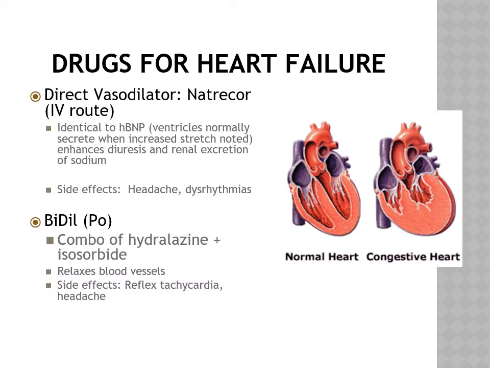So moving on with additional medications for heart failure, we have a direct vasodilator. And so Natrecor, which would be given via IV route, basically vasodilates the vessel. And so when we think about this, our heart naturally secretes BNP, which is essentially a hormone which is released by the heart and blood vessels. And so this hormone naturally vasodilates the vessels.